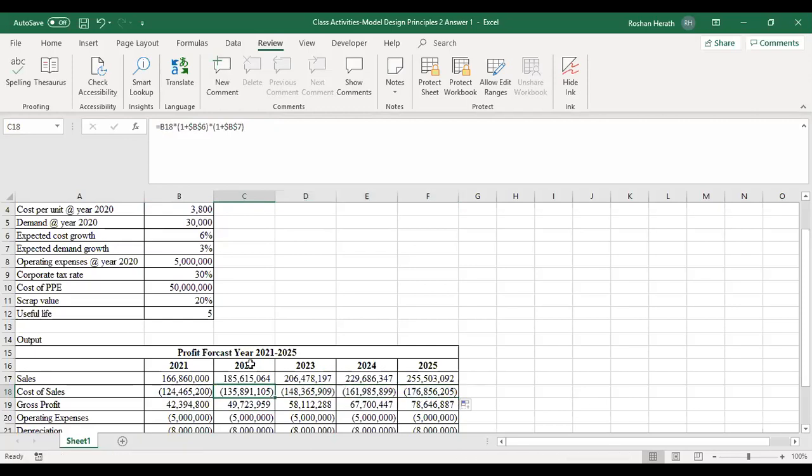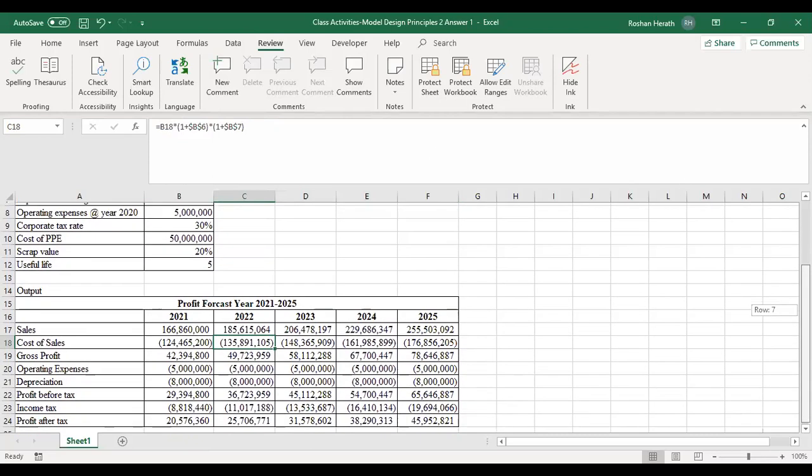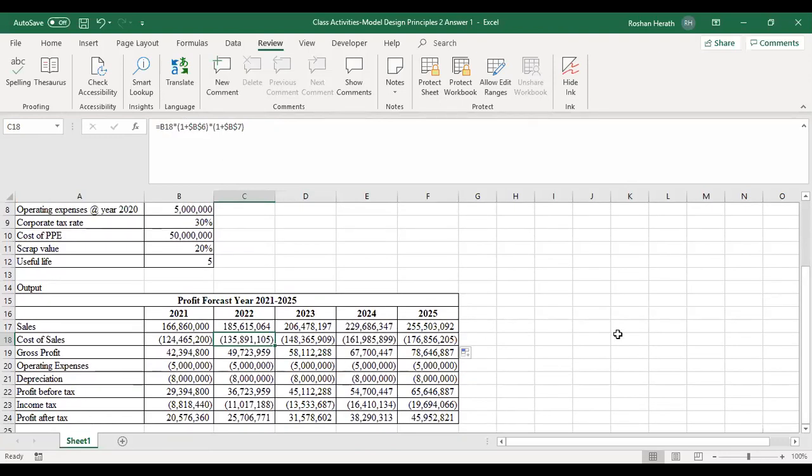So when we come to 2022, like we did in the case of sales, you can start with the cost of sales of 2021, then multiply it by the growth rate. So I have incorporated the growth rate, then they are generated. In fact, I had missed that. So now I believe it is fine.